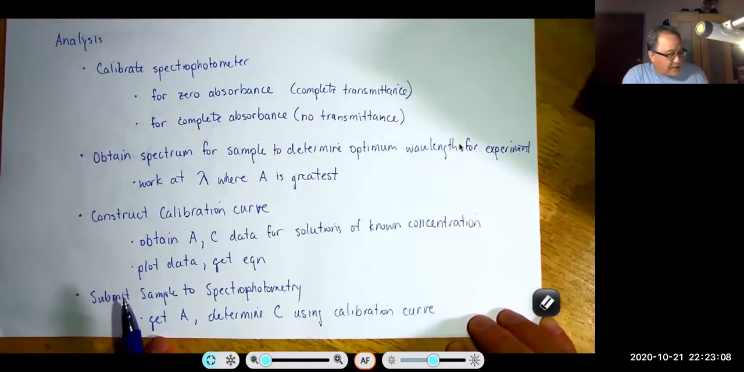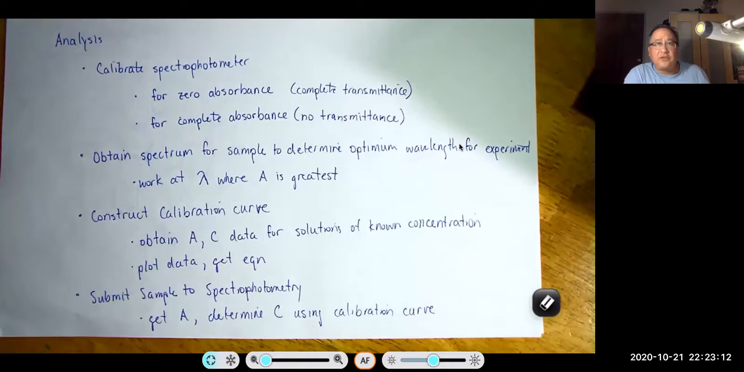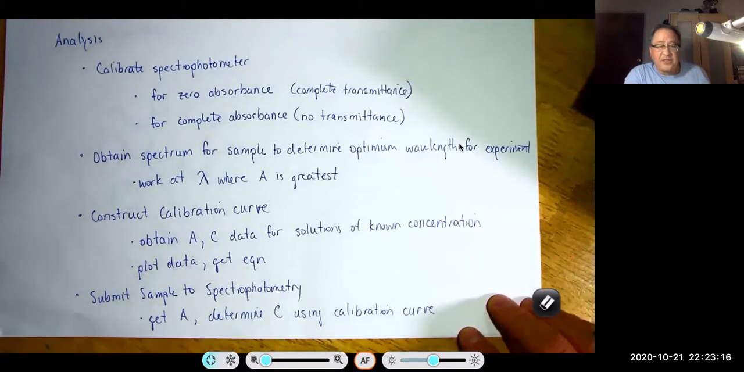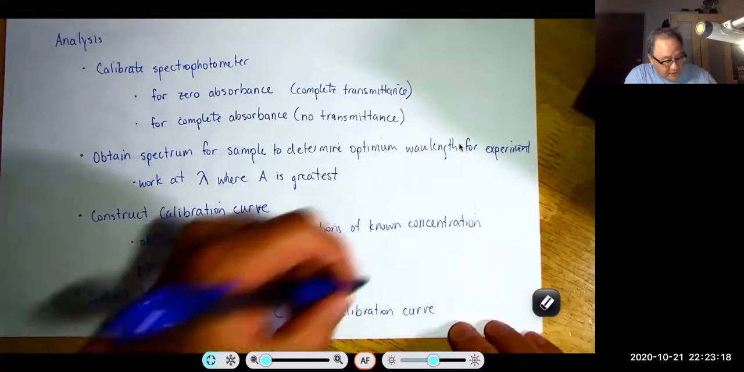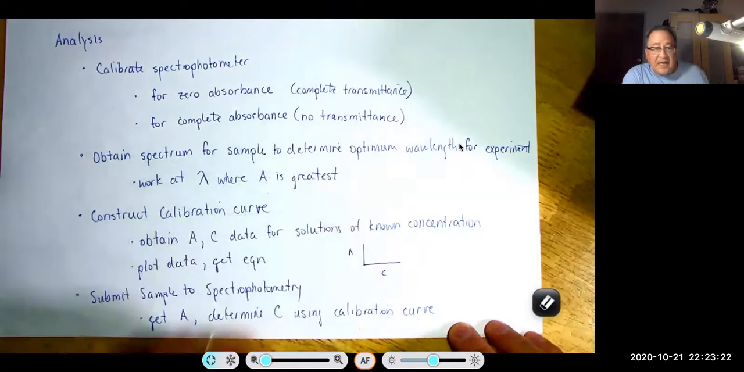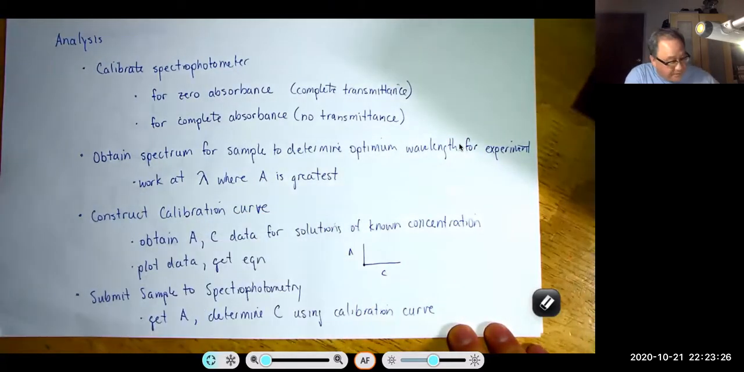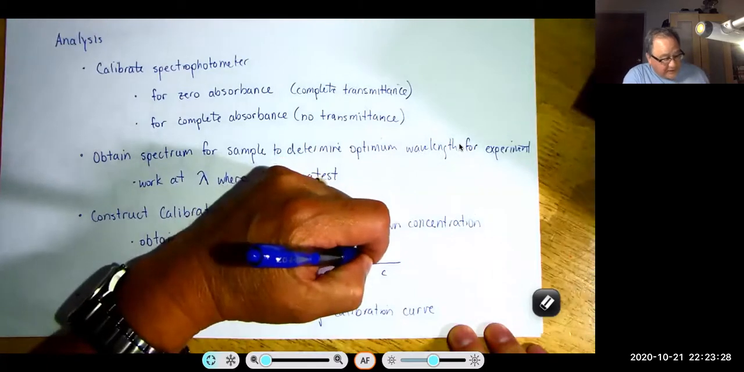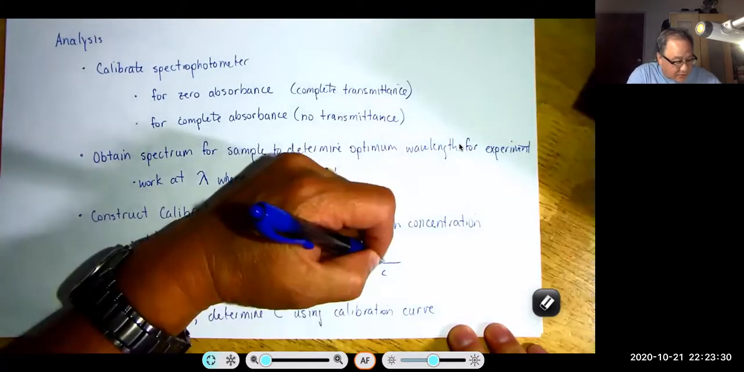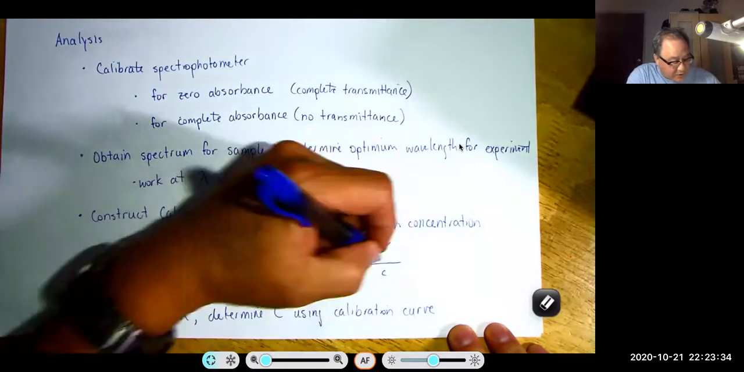And then you construct a calibration curve. A calibration curve is where you determine absorbance and concentration data for solutions of known concentration, and you construct a curve that looks something like this. So here's absorbance, here's concentration. Naturally, if the concentration is zero, you expect absorbance to be zero. If the concentration is here, when you double the concentration, you expect to double the absorbance. And so you construct a calibration curve.